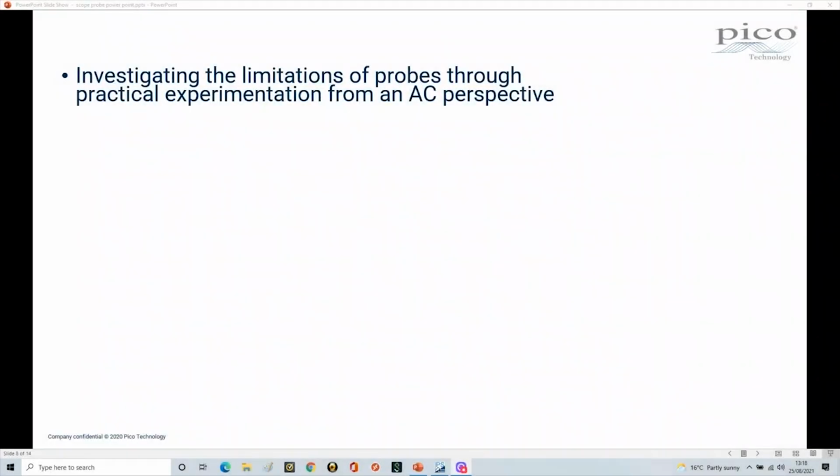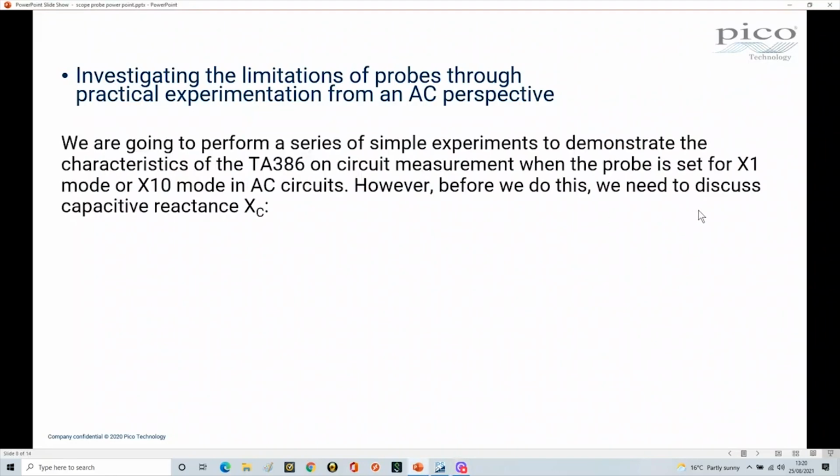Hello again, and in this section we're going to look at what the AC characteristics of a scope probe are. And this is where we need a higher performance signal generator to demonstrate this, because we need to go up into the tens of megahertz. So from an AC perspective, let's have a little look at what's going on here. We're going to look at the TA386 probe from an AC perspective in ×1 and ×10 mode.